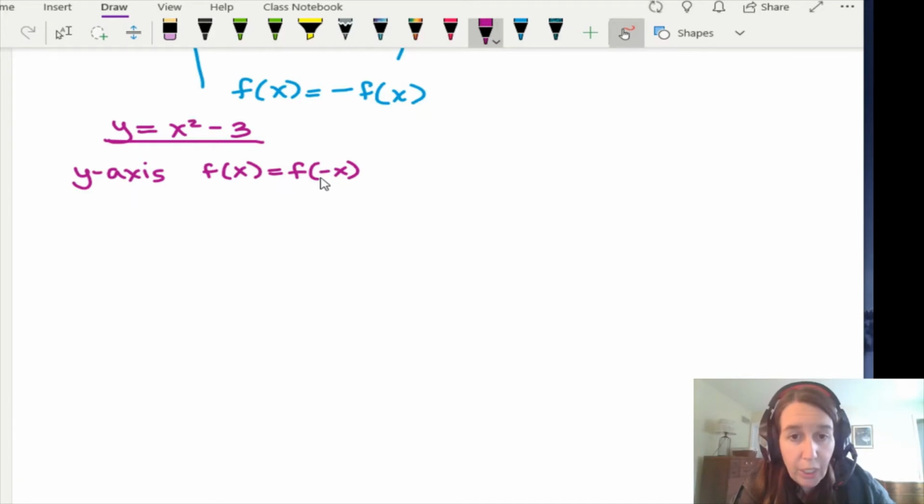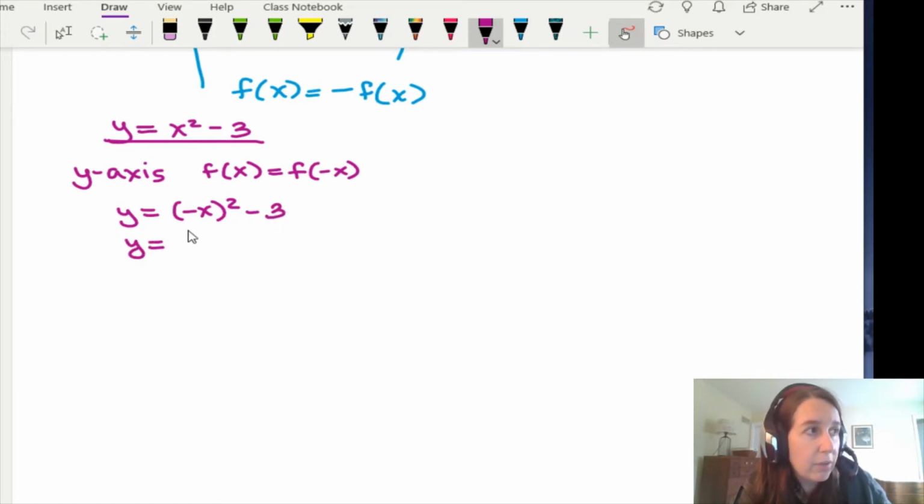So in other words, we're putting in the opposite of x for x and seeing if it's the same equation. So let's test it out. Y equals, put in the opposite of x, and keep everything else the same. Okay, then evaluate that. So y equals negative x squared means a negative x times a negative x. That's two negative signs, so they do eliminate each other. So that's just x squared minus 3.